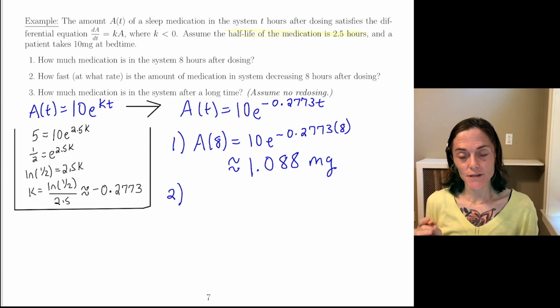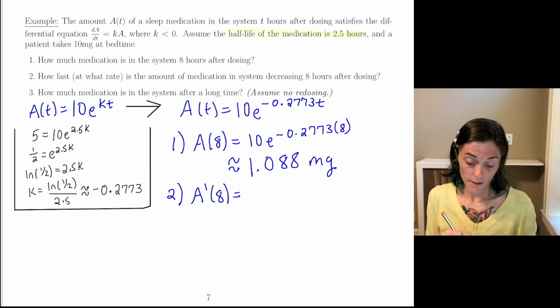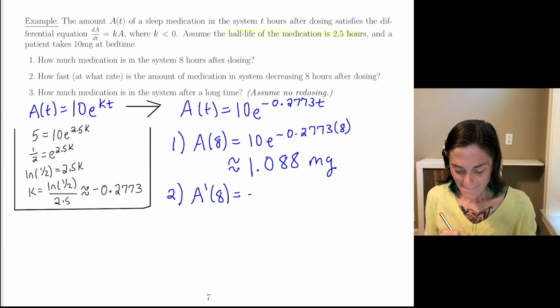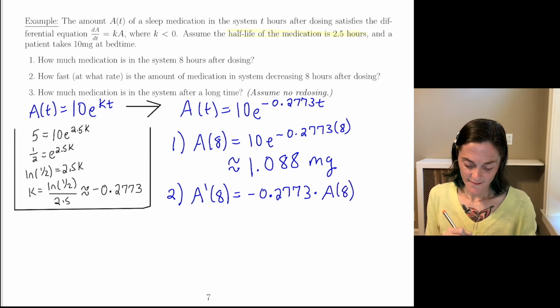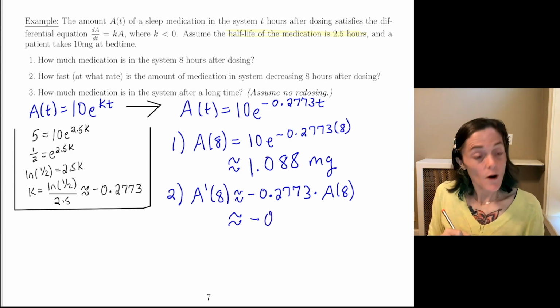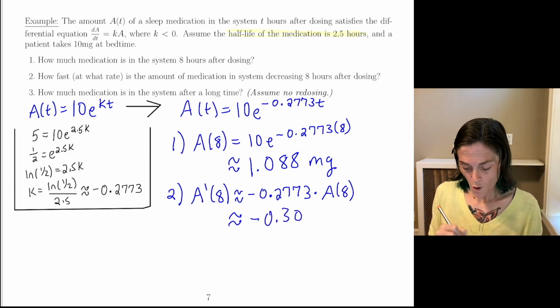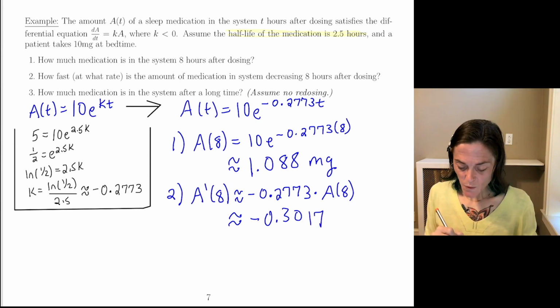Number 2, how fast, meaning at what rate, is the amount of the medication in the system decreasing 8 hours after dosing? So this is asking for A prime of 8. We know this is the constant, which is minus 0.2773 times A of 8. We have minus 0.3017. And this would be milligrams per hour.